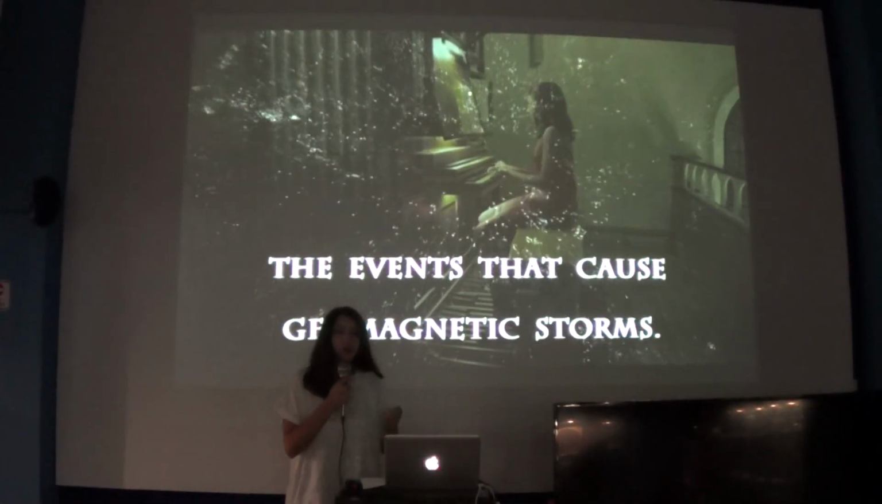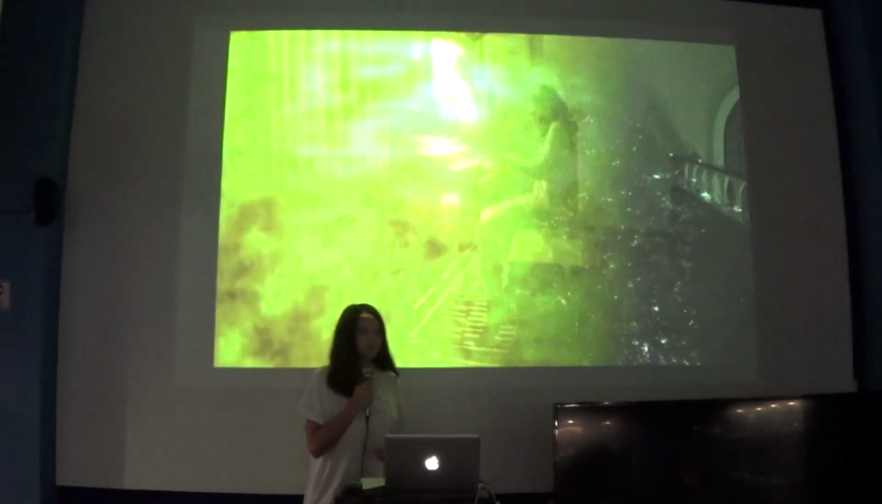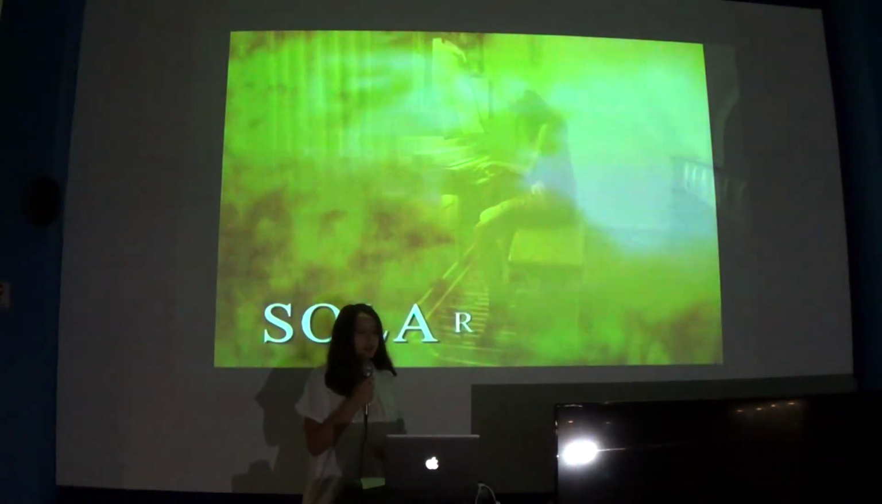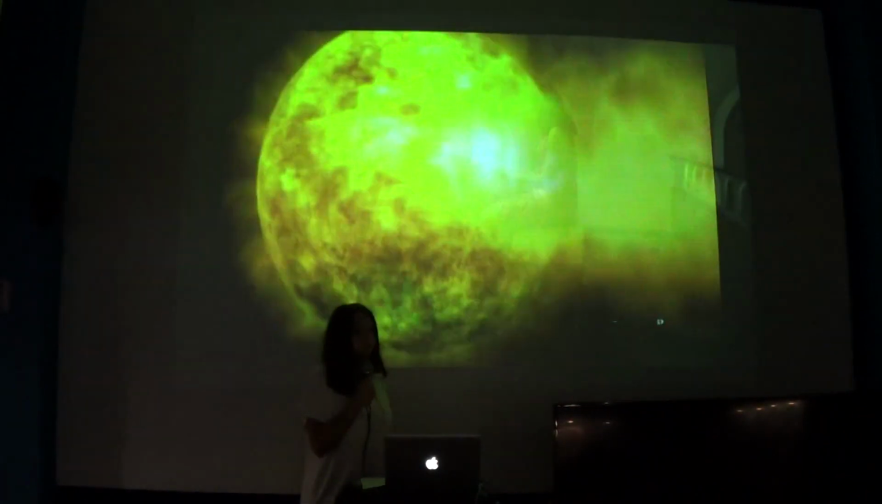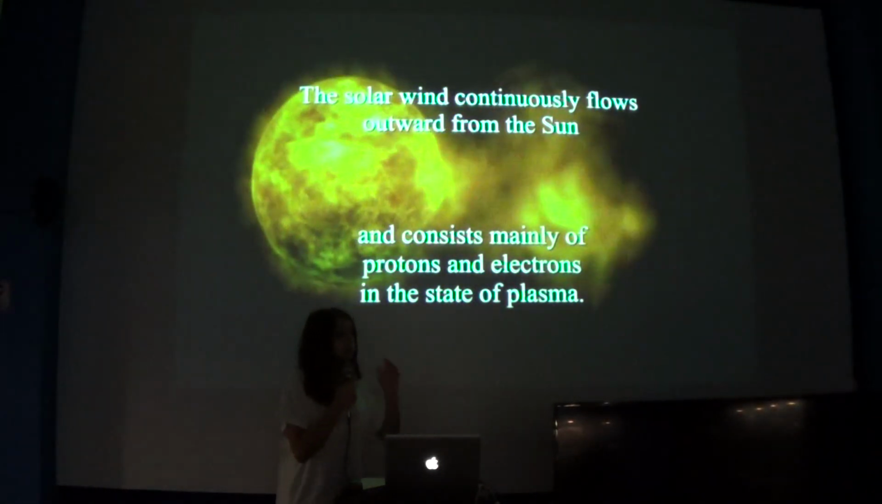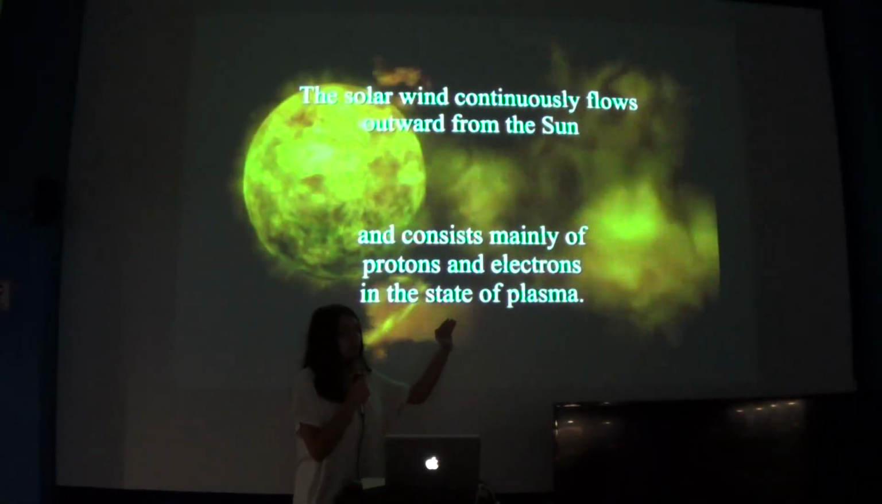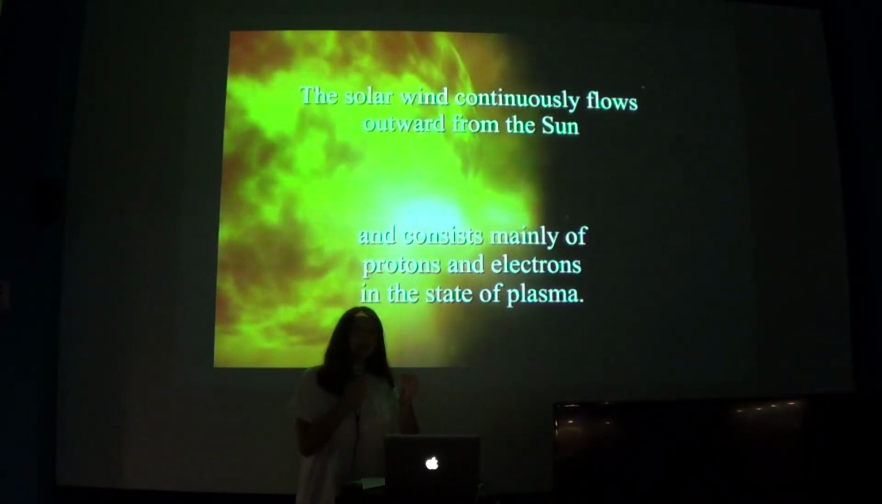The events that cause geomagnetic storms. Solar wind. A solar wind continuously flows outward from the Sun and consists mainly of protons and electrons in the state of plasma.